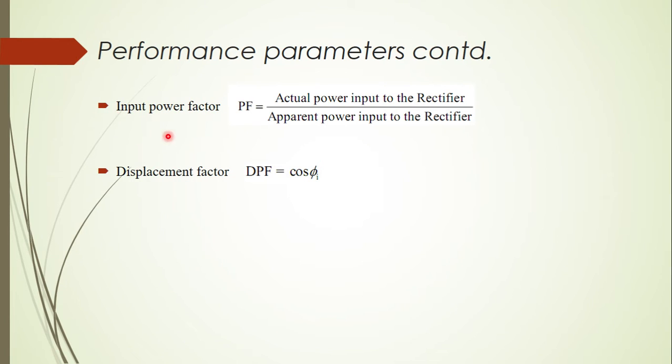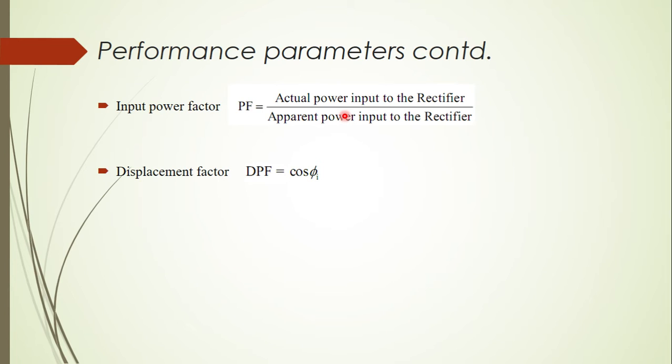Next comes the input power factor. Obviously the power factor is the ratio of the actual power input to the rectifier to the apparent power input to the rectifier. So the input power factor is also very important, as I have told earlier that the rectifier tries to maintain the input current as sinusoidal as possible and in phase with the input voltage, so that it works at unity power factor.